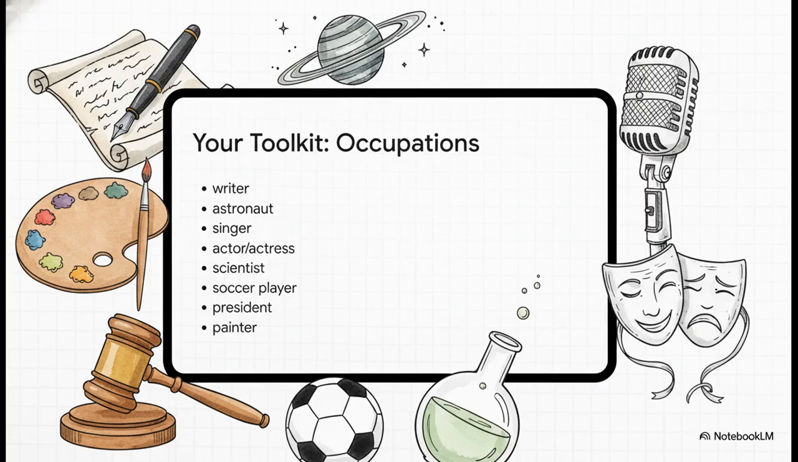Words for what people do. I mean, look at this list. We've got writers, scientists, presidents, painters. These words are our starting point. They immediately tell us the role this person played in the world. This is the who of our story.